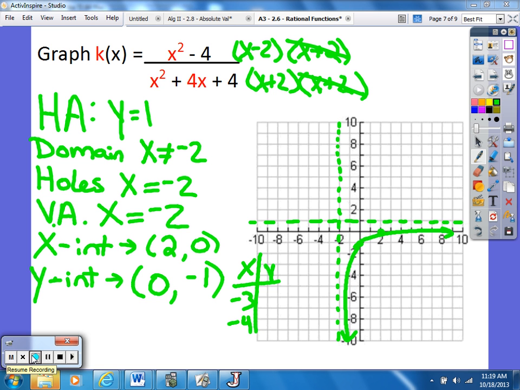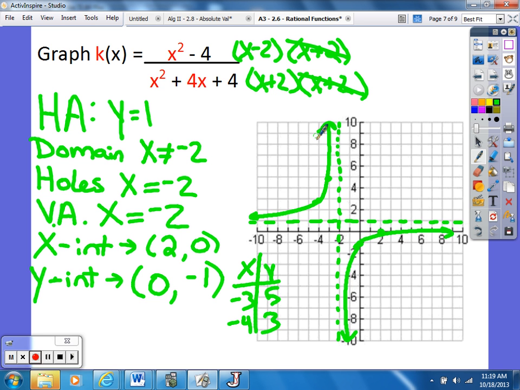Alright, so I plugged it in and I got 5 and 3. So I'm going to go to negative 3 up to 5. I'm going to go to negative 4 and up to 3. And at this point, I know what the graph looks like again, right? Okay.